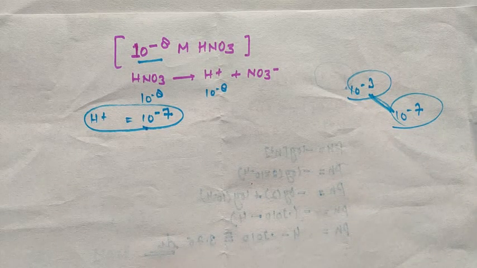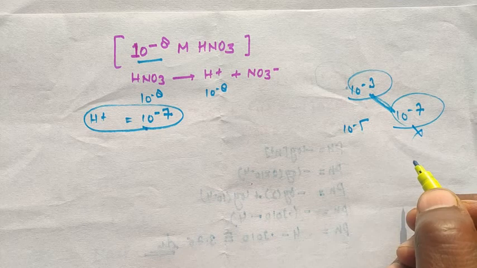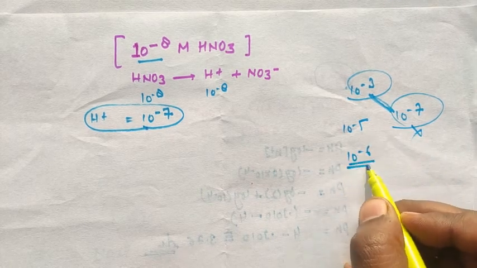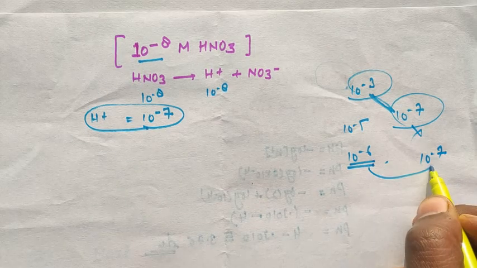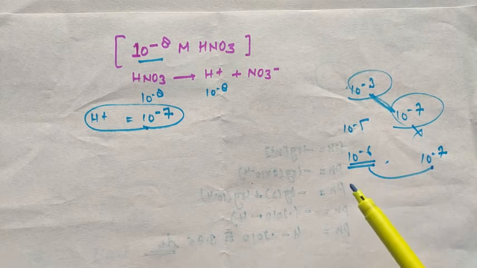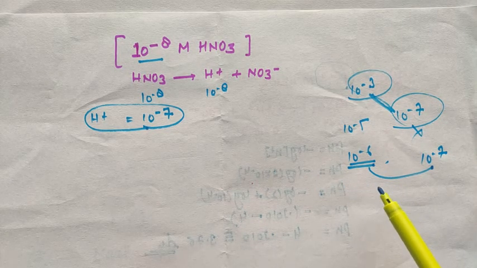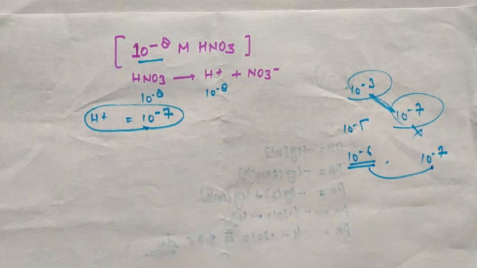But when the concentration is 10 to the power minus 5, also in 10 to the power minus 5 there is no need to consider H plus from water. But at 10 to the power minus 6, and from water it is 10 to the power minus 7, in this case you cannot neglect it. So when the concentration is 10 to the power minus 6, 10 to the power minus 7, 10 to the power minus 8, you have to consider the H plus from water also.